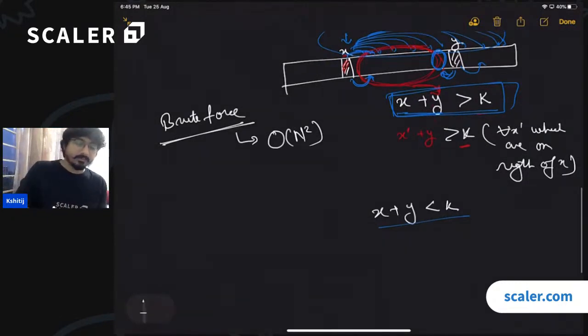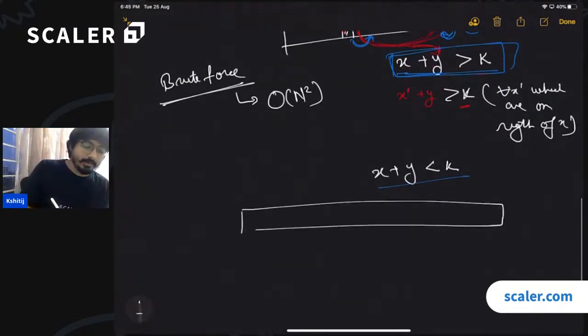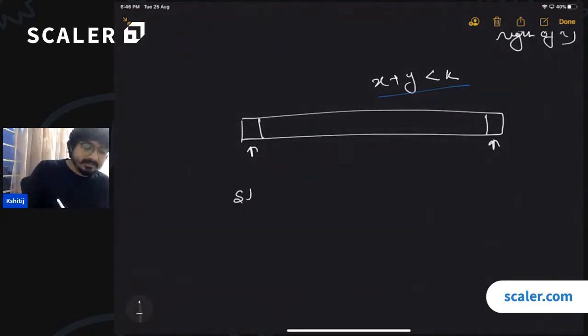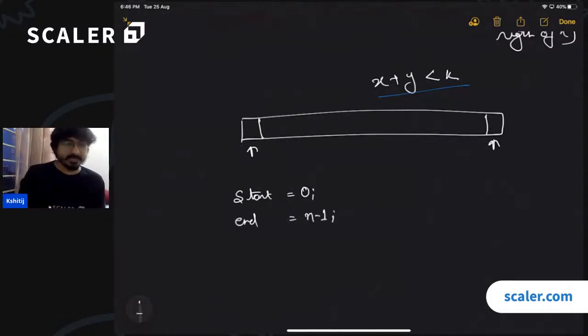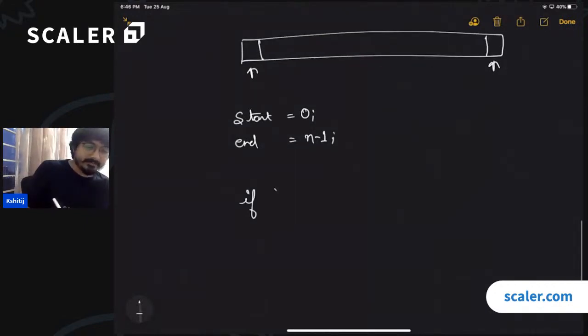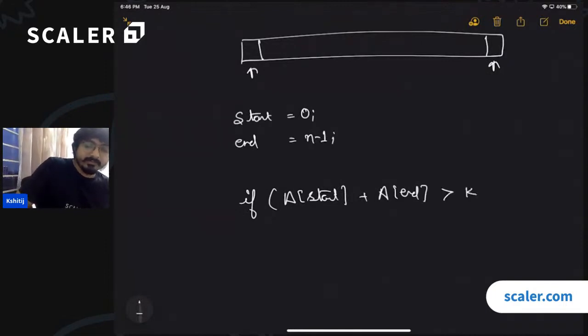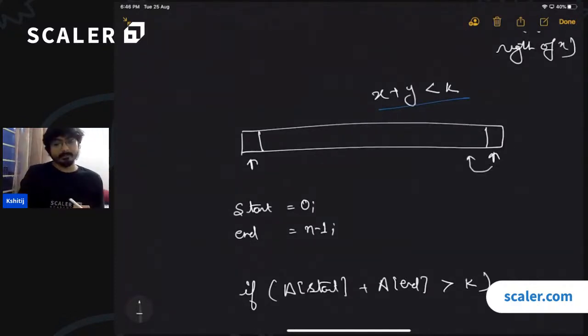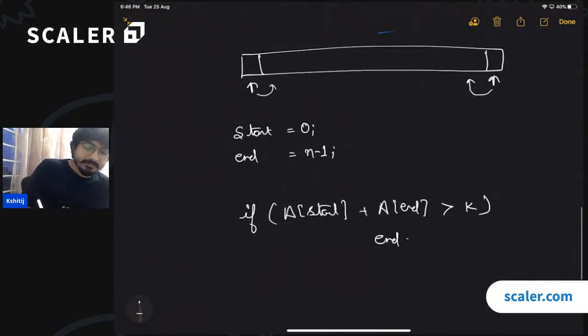Now you can quickly find out that if you start a pointer from the start of the array and you start another pointer from the end of the array, right? You can just initialize a pointer start, which will start from 0, and another pointer end, which will start from the last index of the array. And now we can say that if a of start plus a of end forms a sum which is greater than k, what do we do? We can shift this pointer towards this side, because if you shift this pointer, that will further increase the sum, right? So we can do end minus minus.